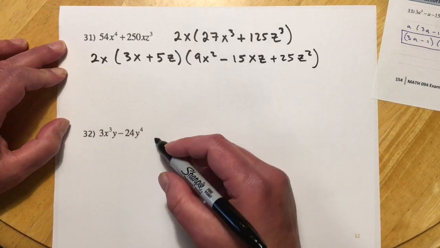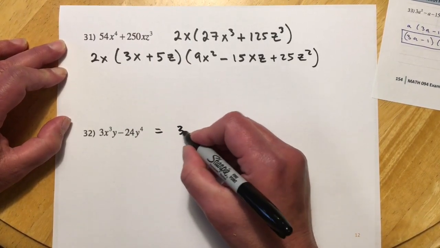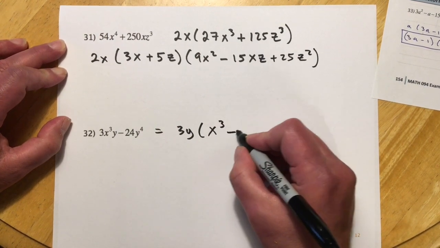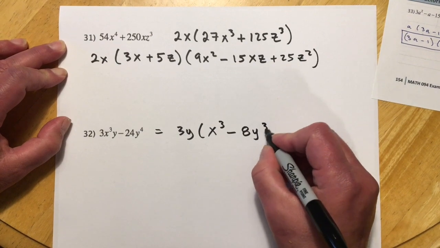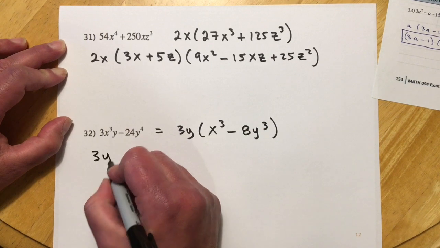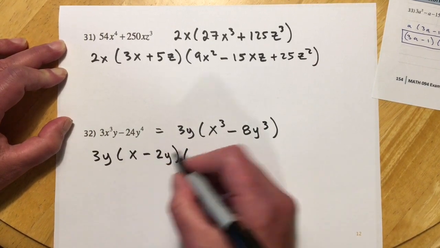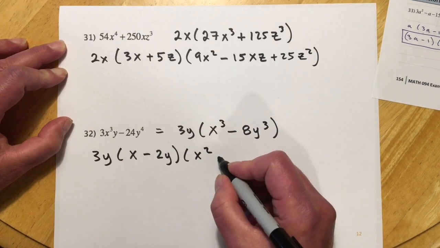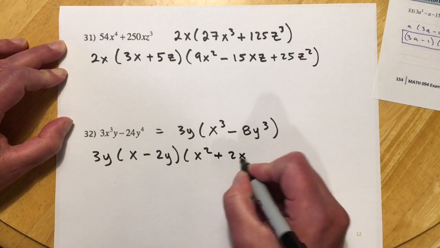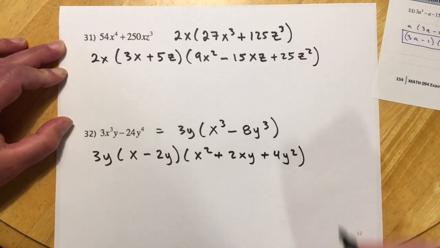And this one, again, with the GCF in there, it's hard to see what's up. So we'll just get a 3 and a y out of there, and that'll leave us an x cubed minus 8y cubed. And then we can see our cubes and proceed. So 3y, x minus 2y, x times x, x squared. This multiplied together makes plus 2xy, and then 2y times 2y will be 4y squared.